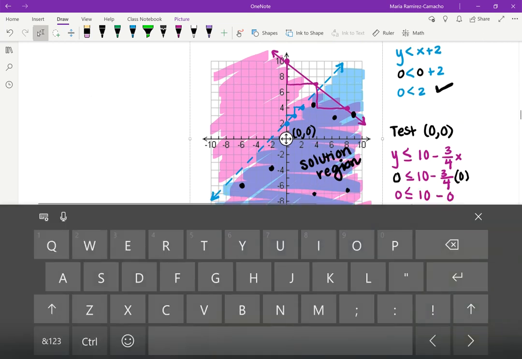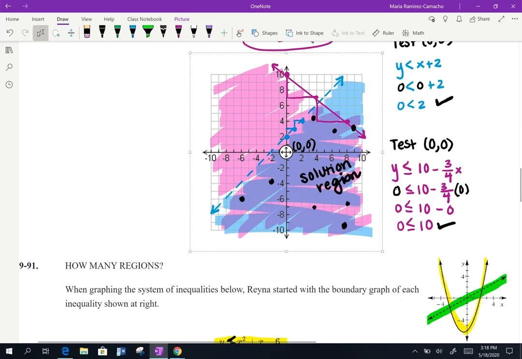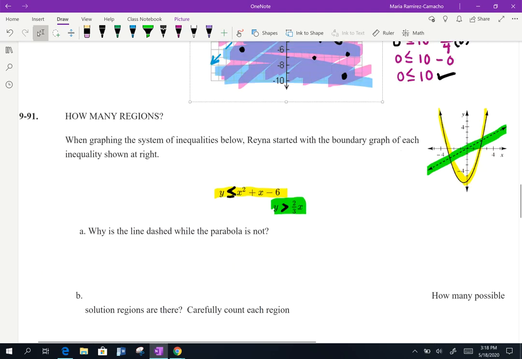Okay, this just doesn't want to cooperate with me. Scroll, OneNote. There we go.